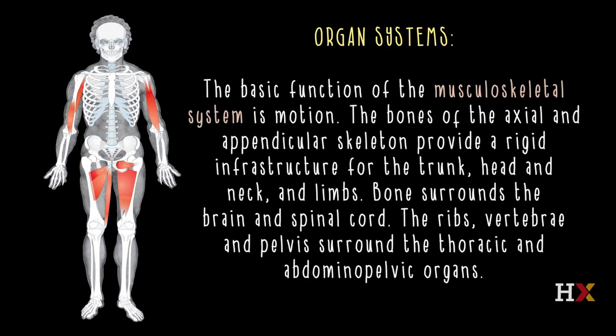The last of the systems, and the one that we'll be spending the most time on, is the musculoskeletal system. As you probably know, the overall basic function of the musculoskeletal system is motion. The bones of the musculoskeletal system provide a rigid framework. They articulate with one another at joints, which allow motion. So joints are also part of the musculoskeletal system.